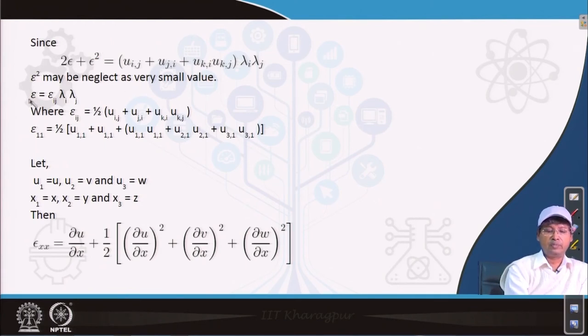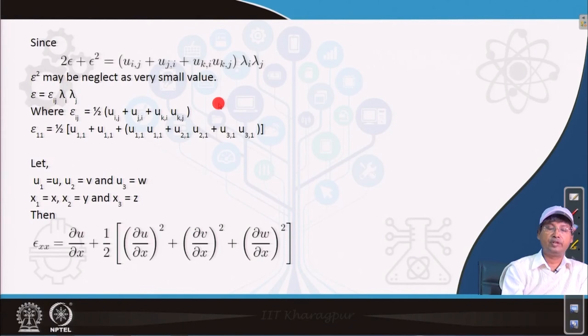And if we express that epsilon is equal to epsilon ij lambda i lambda j, we can see that this epsilon ij is equal to half of u i comma j, that means the derivative of u i with respect to j, plus derivative of u j with respect to i, and derivative of u k with respect to i multiplied by this, and summation.